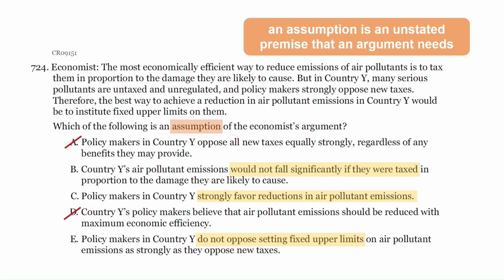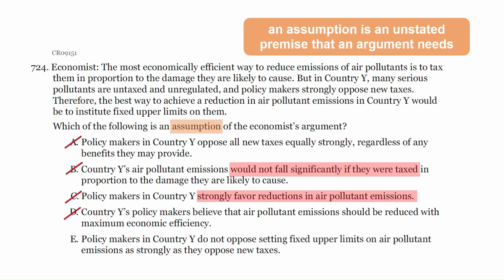About answer B, do we need the taxes to be ineffective? No, we don't. We already know from the argument that the policymakers oppose new taxes. We don't need another reason to reject them. About answer C, do we need the policymakers to strongly favor reductions? It seems like we need some support from the policymakers, but does it need to be strong? No. The policy of fixing upper limits could still be the best one, even if policymakers were only lukewarm in their support.